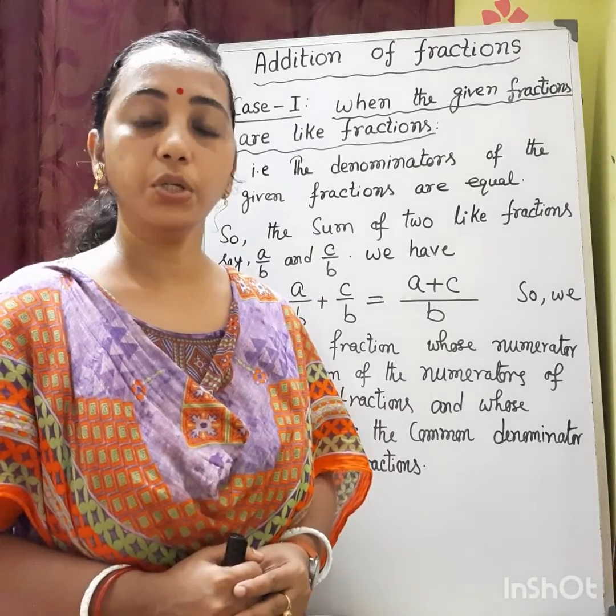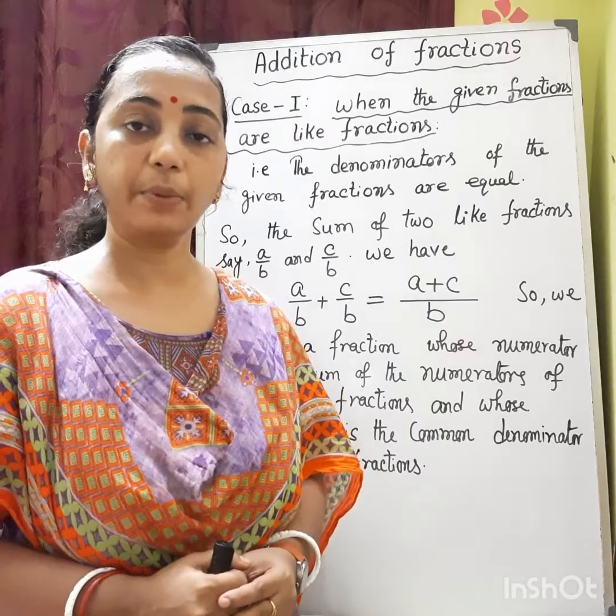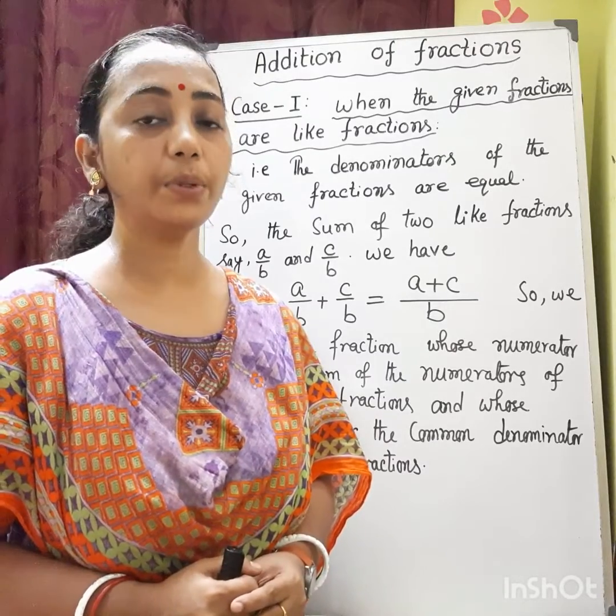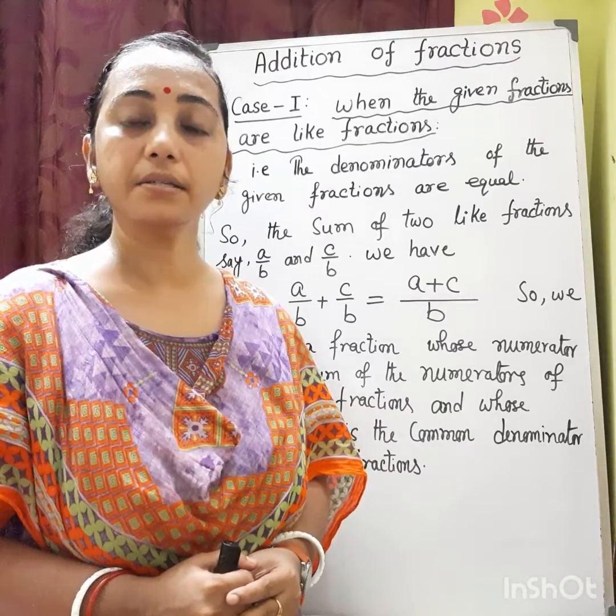For example, 2 by 7, 3 by 7, 5 by 7, 9 by 7. These are all examples of like fractions because their denominators are same.